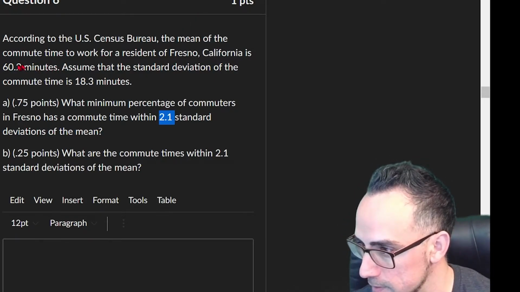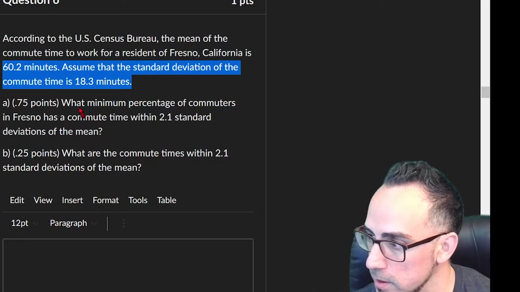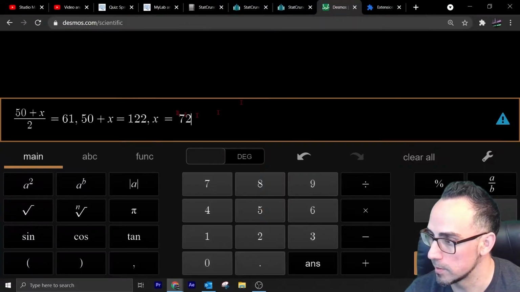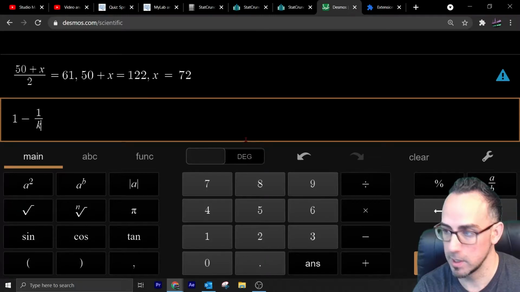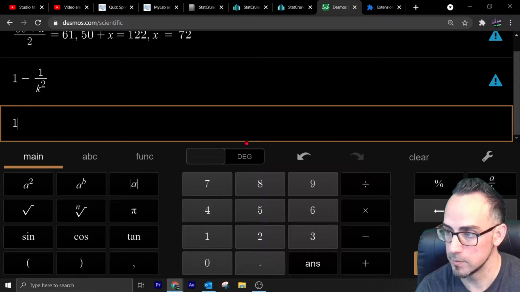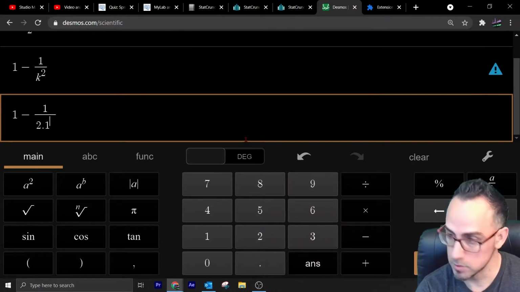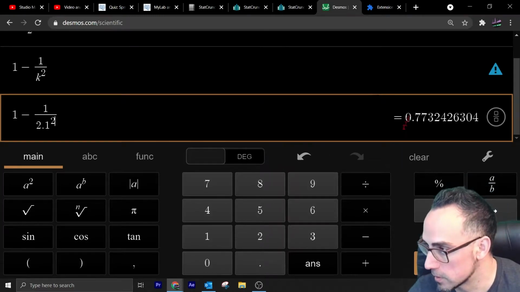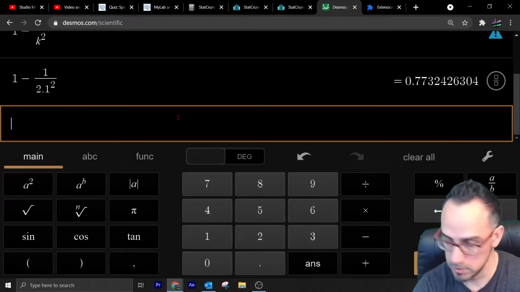So we have a mean of 60 and a standard deviation of 18. I'm going to use Chebyshev's inequality to find the percentage. I actually only need the 2.1. For Chebyshev's, I know it's 1 minus 1 over k squared. So it was 2.1, right? So 1 minus 1 over 2.1 squared, and that's your answer. So the answer would be 77.3%.